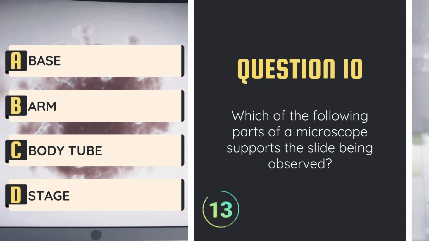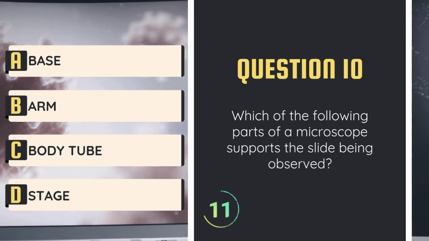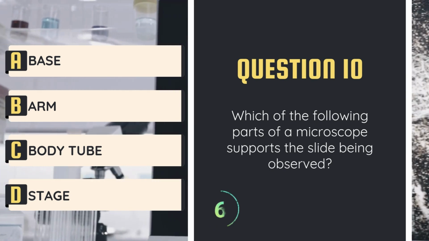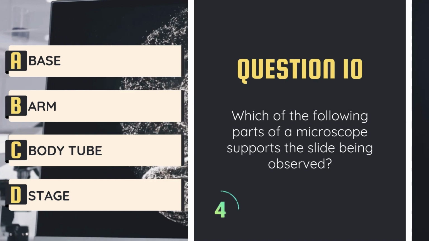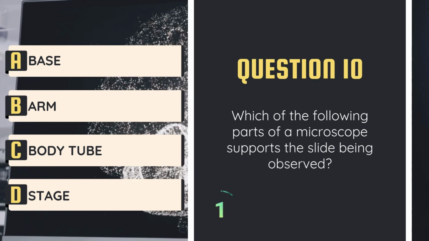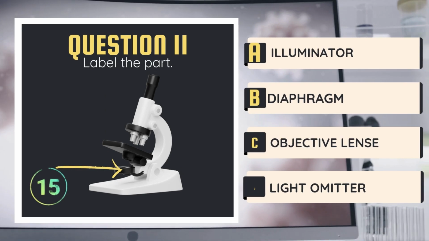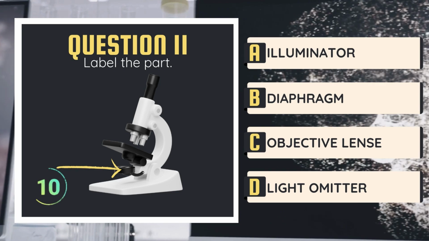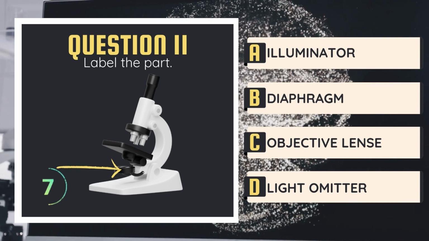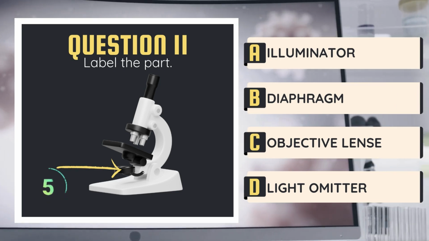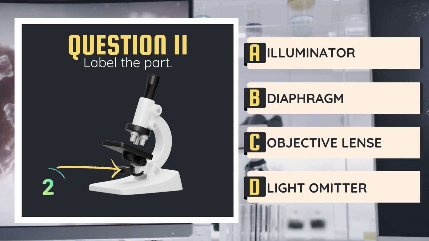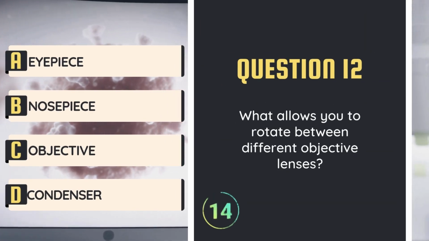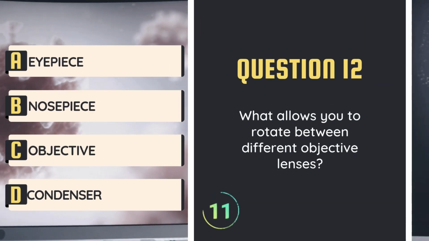Which of the following parts of a microscope supports the slide being observed? Label the parts. What allows you to rotate between different objective lenses?